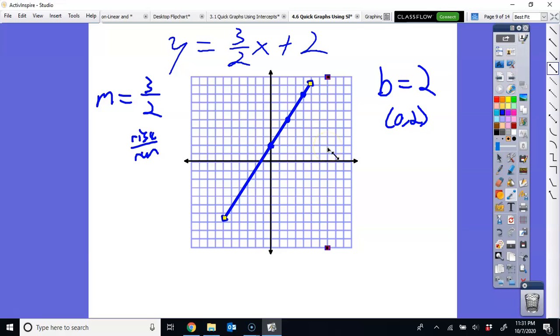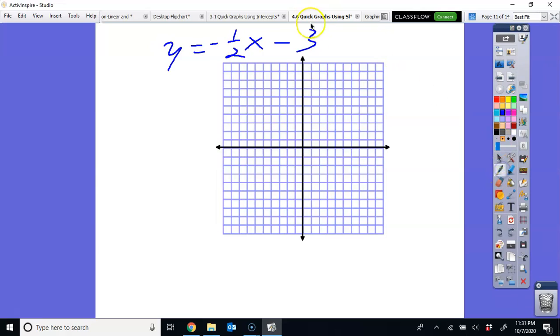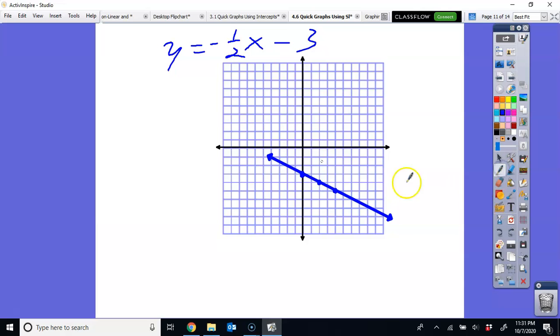And now I have a bunch of solutions to my equation. This is perhaps the quickest way of graphing a slanted line, because if you can find the b value, like on this one, -3, you can go down to -3, put a point. Your slope is -1/2, so you go down 1 over 2. Down 1 over 2. Notice my line is -1/2, so it's going down across the graph. But now I have my line and I have a bunch of solutions to the equation. It's probably the quickest way to graph.